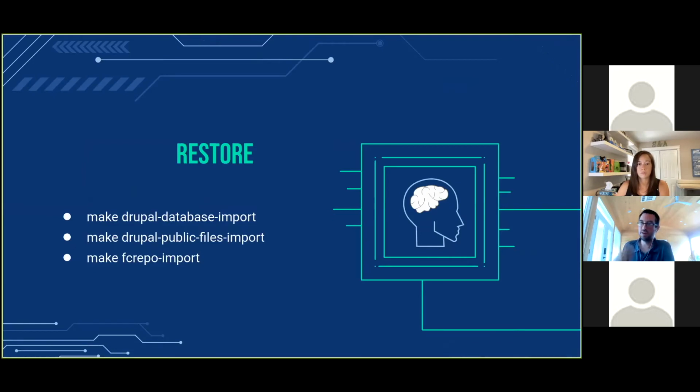If you want to restore, you just do the inverse commands. You can do a database import. You can do a public files import. You can do an FC repo import. Again, that uses the FC repo import export tool. And if you have FC repo 6, which you will get by default with ISLE, it just takes whatever you used to have, maybe from a Fedora 5, converts it into the OCFL format, and then slides it in so that it's good to go.